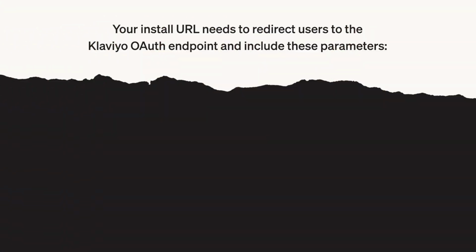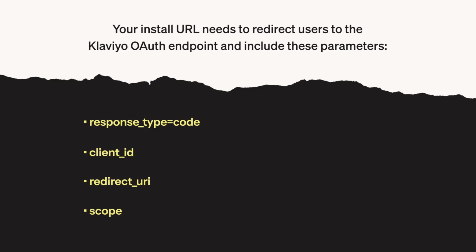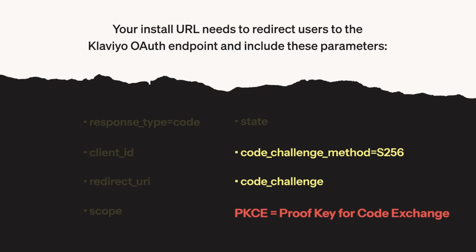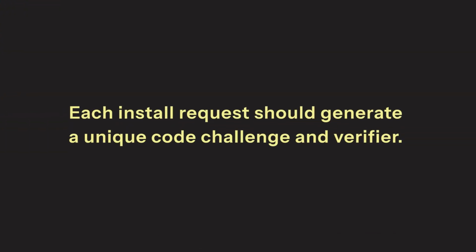So how do you build this install URL? Let's walk through a few key technical components. Your install URL needs to redirect users to the Klaviyo OAuth endpoint and include these parameters: response type equals code, client ID, redirect URI, where users are sent after authorization, scope, a space-separated list, state, code challenge method equals S256, and code challenge. The last two are a part of PKCE, or proof key for code exchange, which is required for Klaviyo apps. Each install request should generate a unique code challenge and code verifier.